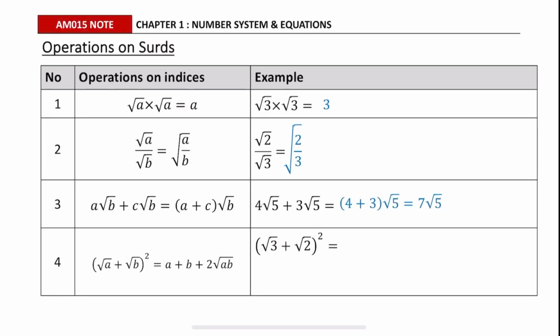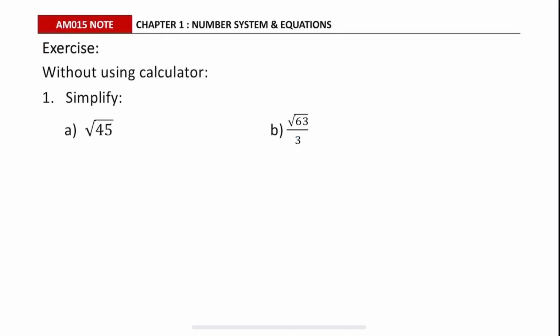The last one is square root of a plus square root of b, squared. This expression has to be expanded, and you will get a plus b plus 2 multiplied by square root of ab. The example is square root of 3 plus square root of 2, squared. By using the formula, this is equal to 3 plus 2 plus 2 multiplied by square root of 6, where 6 is actually the multiplication of 2 and 3. After that, simplify it. So now we will do the exercise.